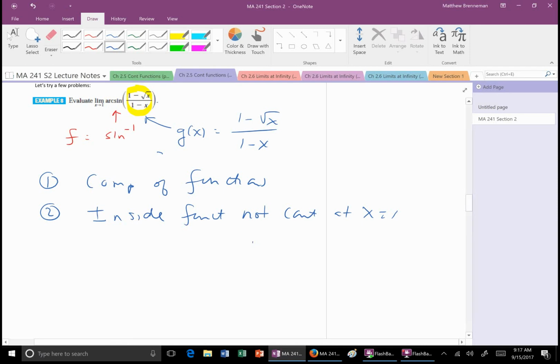So the next thing I'm going to do is check whether the limit as x approaches 1 of the inside function exists. And if it does, I can use theorem 8. So the question is, how do I evaluate this thing? Everyone pretty much nailed it. It's a ratio.